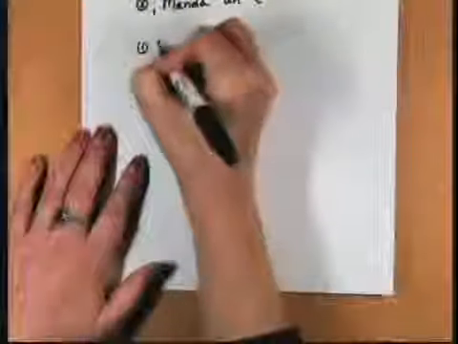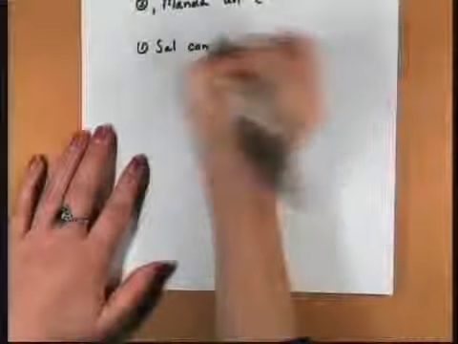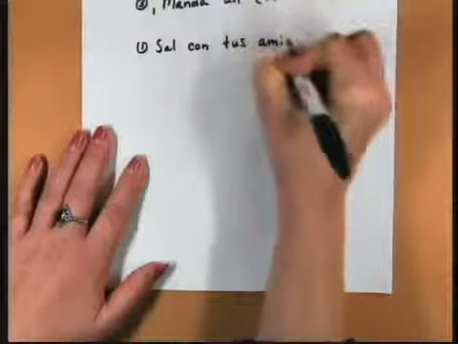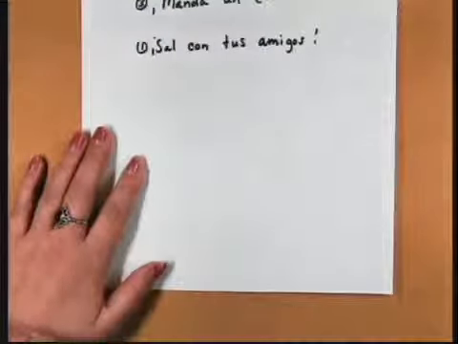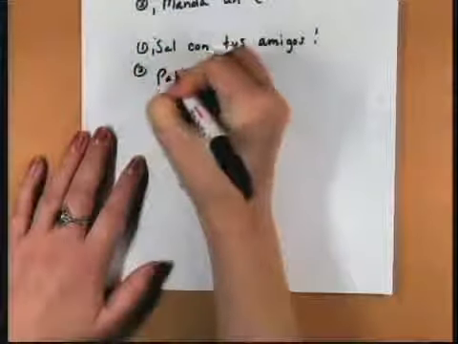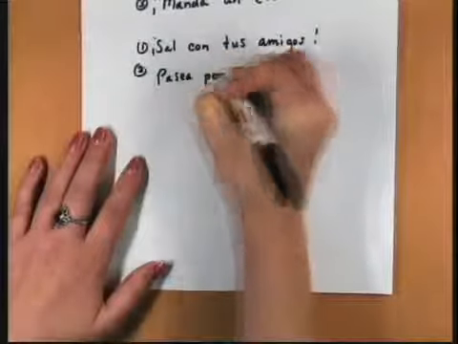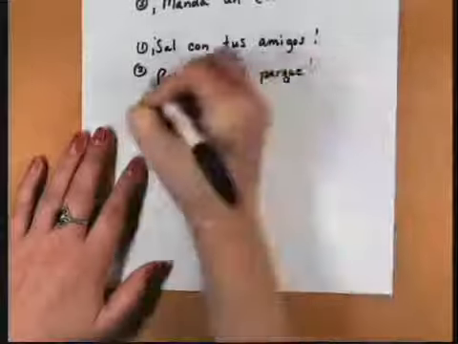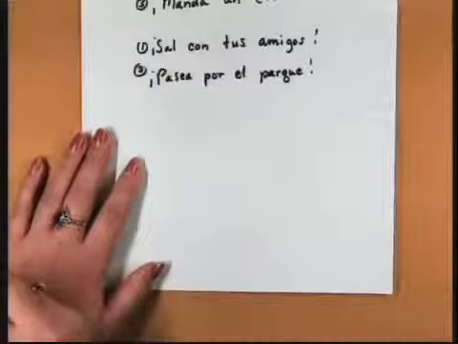Algunos ejemplos. Sal con tus amigos. Go out with your friends. That's salir. It's irregular. Pasea por el parque. Take a walk in the park. Walk around the park. Pasea por el parque.